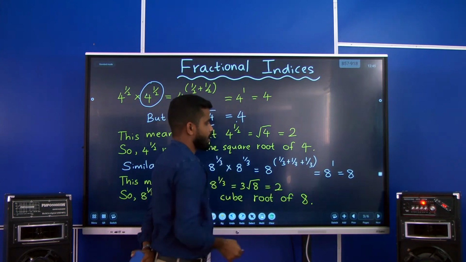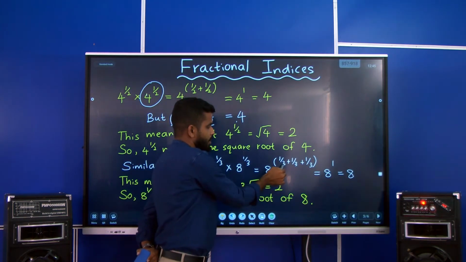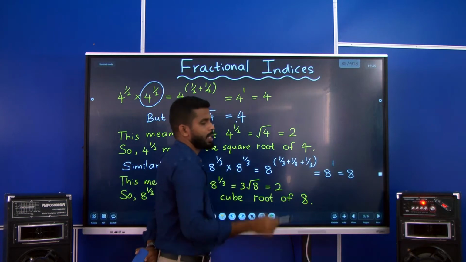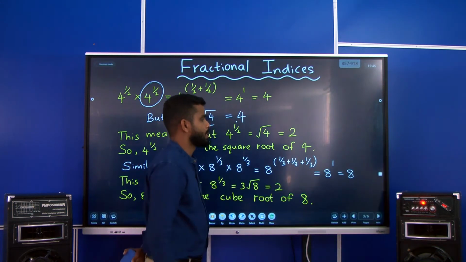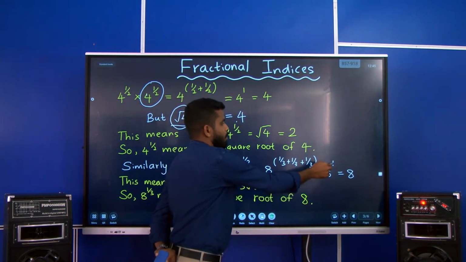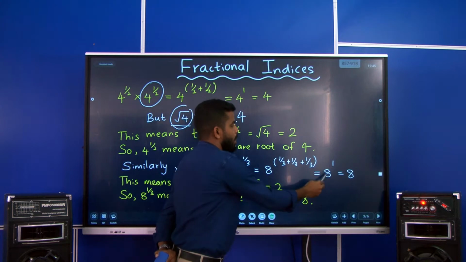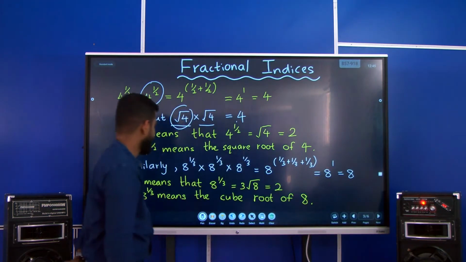All the denominators here are the same, 3, 3, 3, so we can keep the common denominator 3. The numerators would be added: 1 plus 1 plus 1 is equal to 3. 3 divided by 3 is equal to 1. Therefore, 8 to the power 1 is equal to 8.